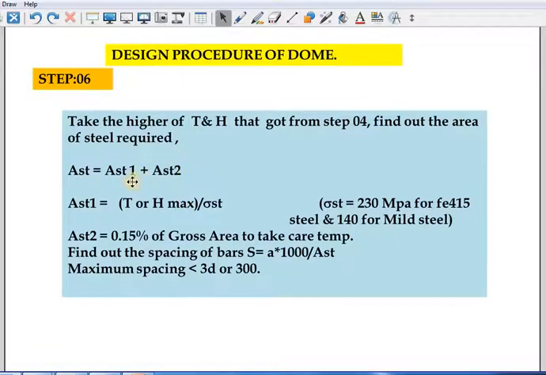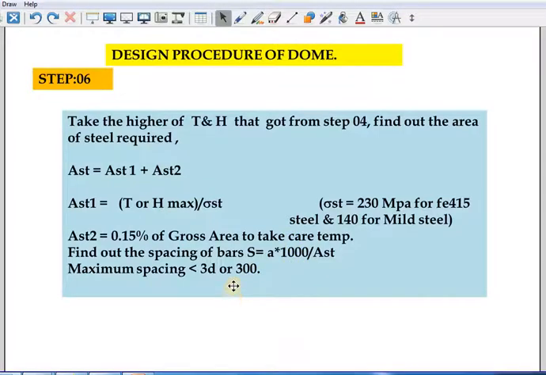The area of steel consists of two types. As I said, one is Ast1 and Ast2. Ast1 is based upon the maximum of T and H, whatever you got. Ast2, as per the code, for temperature we should take 0.15%. So Ast1 is nothing but the maximum of T or H divided by sigma st, because you know that force is stress into area. Therefore, area is equal to force by stress. Sigma st is 230 MPa for Fe415, and for mild steel it is 140. Ast2 is 0.15% of gross area.